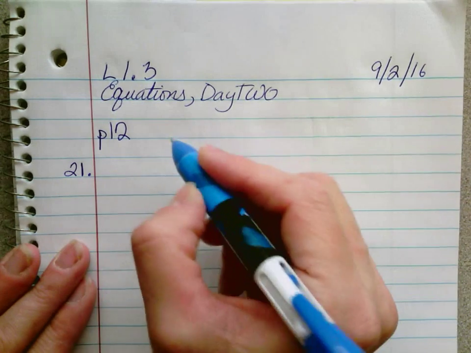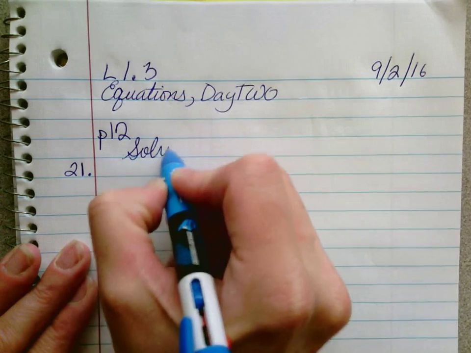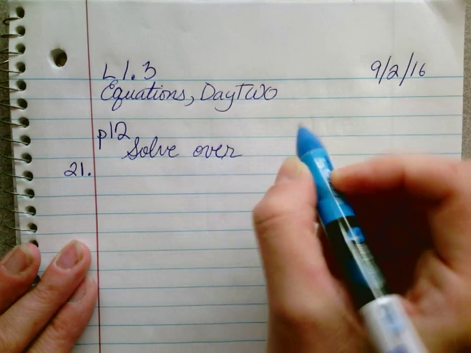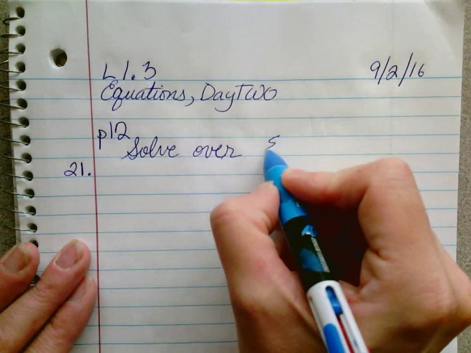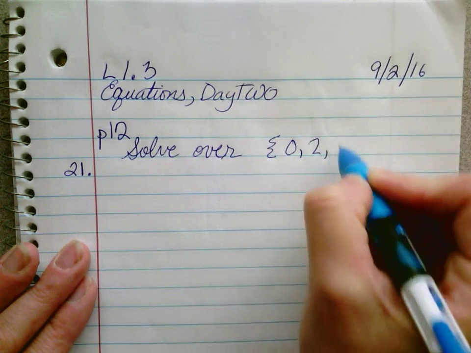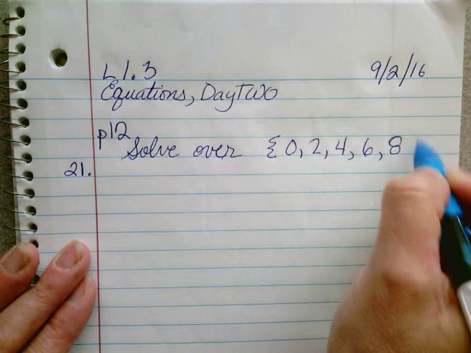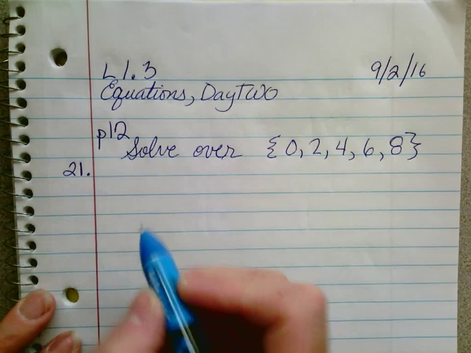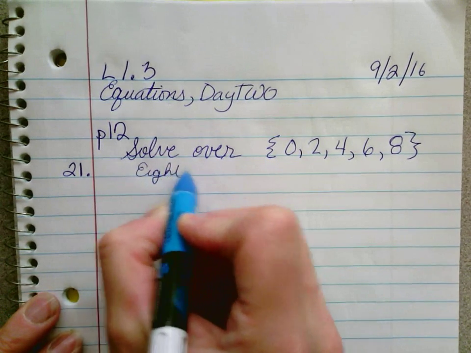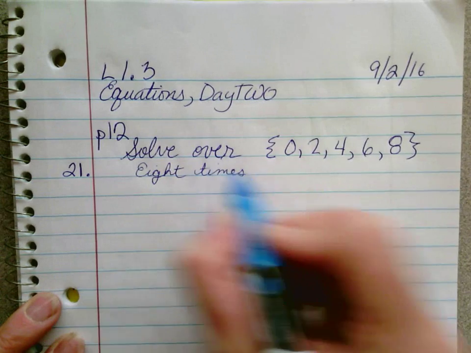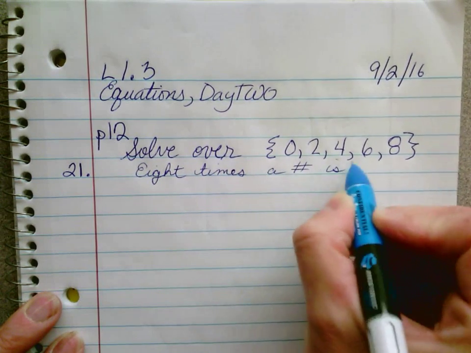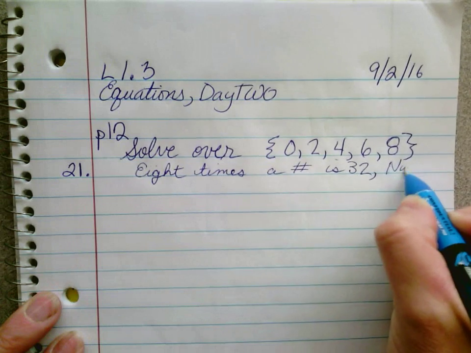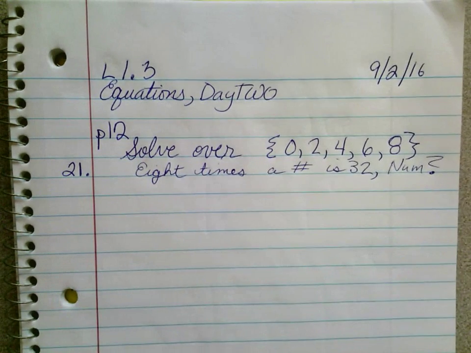And the instructions for this whole thing is solve over this domain. It's 0, 2, 4, 6, and 8. Okay, I'm shortening the instruction. You could read it yourself. And 21 is the first one I'm going to do. 8 times a number is 32. What's the number? 8 times a number is 32. What is the number?